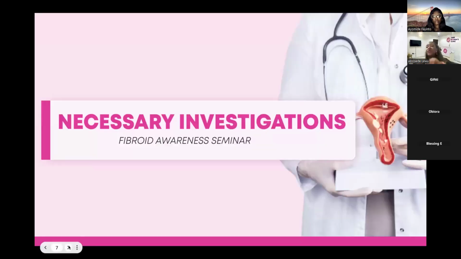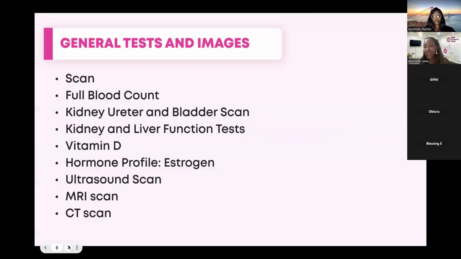So if a woman has fibroids, what are the tests she needs to do? Of course, we all know that scan is what we most times use to diagnose it. But I wanted to also quickly share here that most women with fibroid don't have symptoms. If they tell you you have fibroids, I don't think a woman should panic.